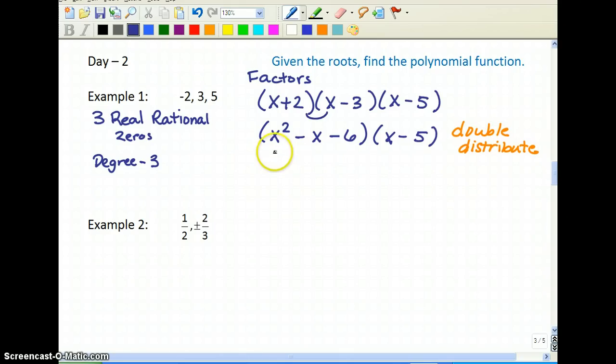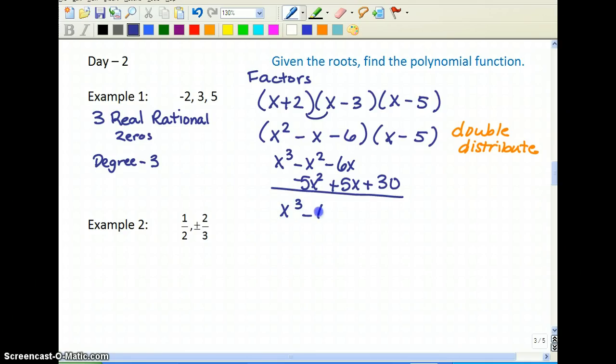So multiply everything by x. X to the third minus x squared minus 6x. Now multiply everything by -5. -5x squared, positive 5x, and positive 30. I like to line mine up this way so that it's easy to add together. So it's x cubed minus 6x squared minus x plus 30.